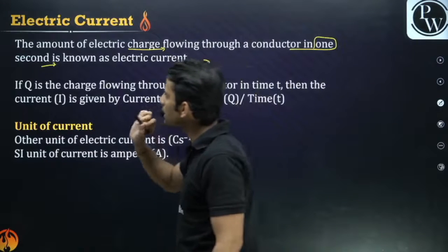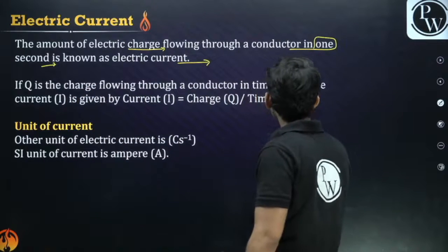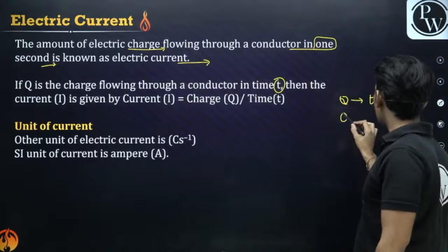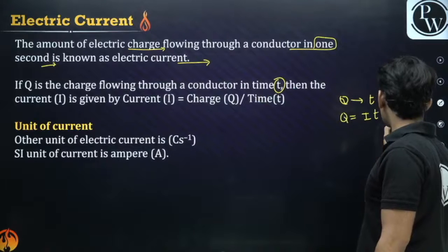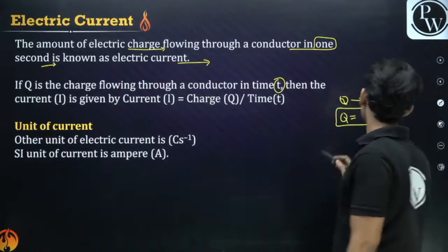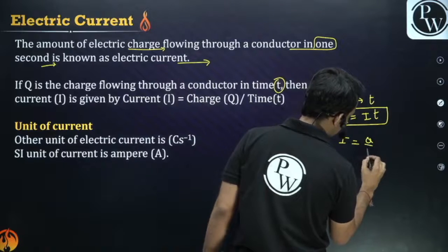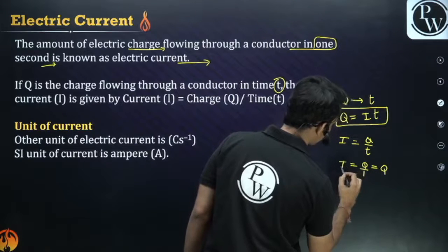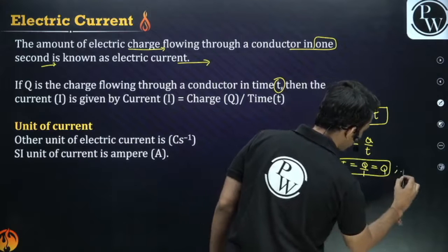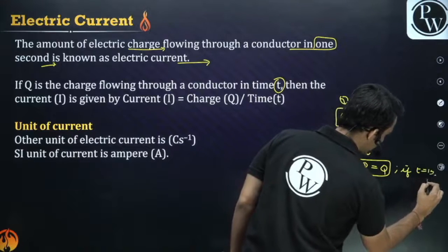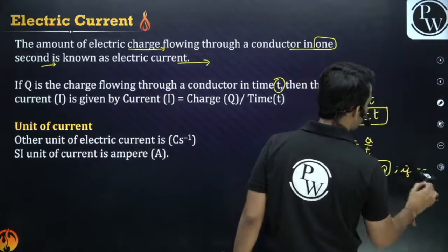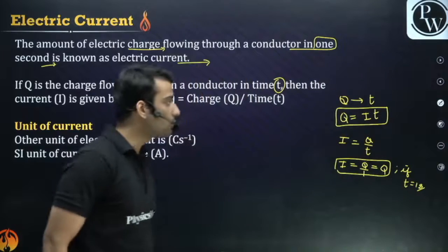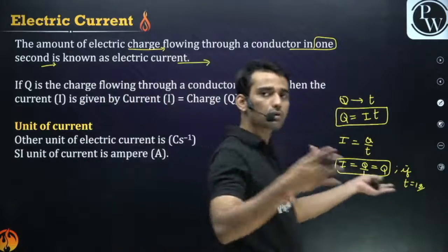So in general, if Q is the charge flowing in time t, what is the current? Q is equal to I into T. From here, current is charge upon time, I equals Q by t. So if time is 1 second, I is nothing but Q. So the amount of charge flowing in 1 second is equal to the current, nothing else.